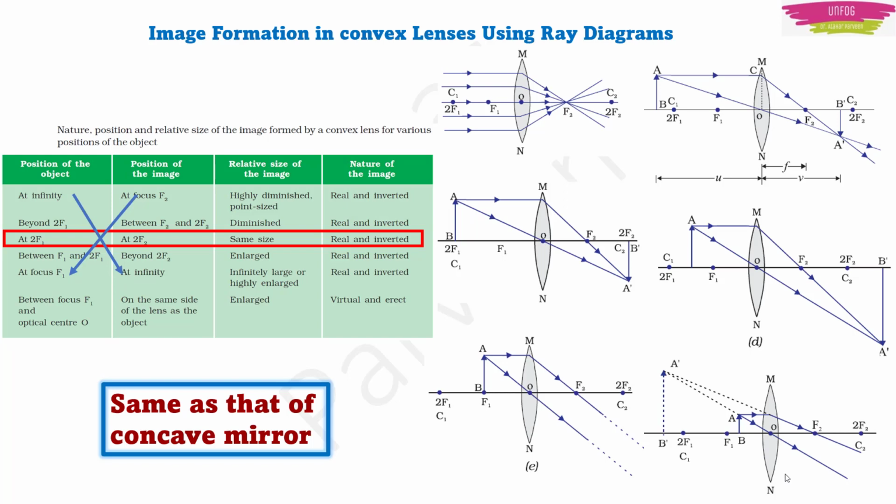Except the last case. In the last case, if the object is put between the focus and the optical center, then the image is formed on the same side of the lens as that of the object. This is one different thing. And even the nature of the image: for all the rest of the cases it is real and inverted, except for the last one, which is virtual and direct. And regarding the sizes, you can just look into it. Everything will be the same as the concave mirror.